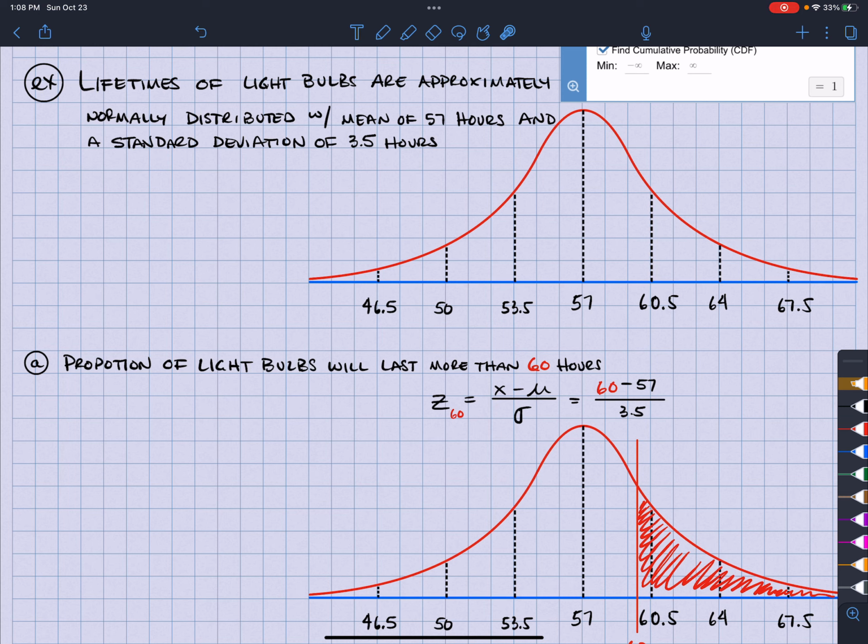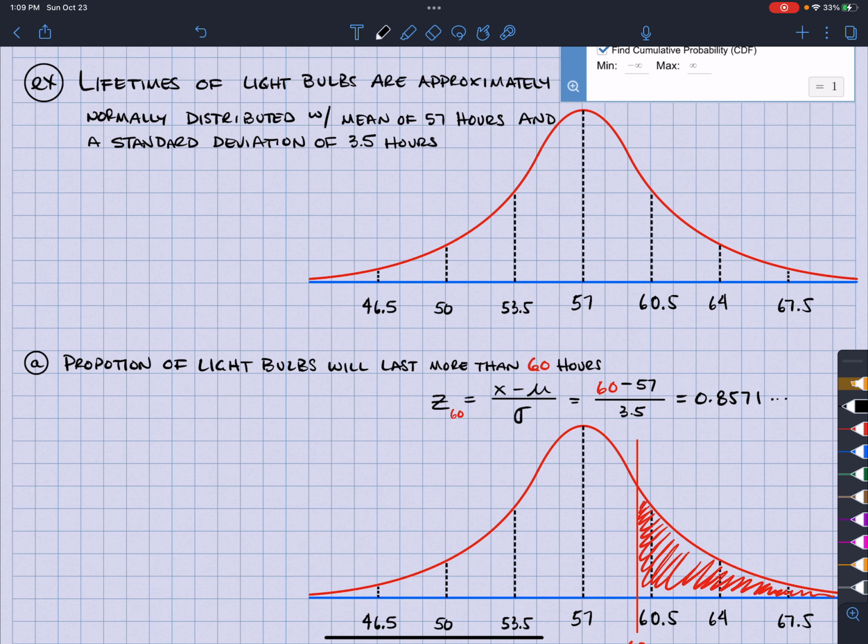Okay, so I have 60 minus 57 and divide that by 3.5. I get 0.8571... right? It keeps on going. So that's what I have, all right?